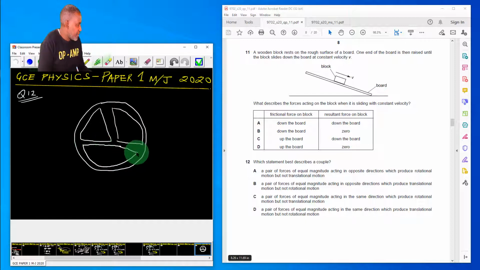You know, something like that. The driver holds the steering wheel with both hands. So when you turn the steering wheel, one of the hands will pull this side this way with a certain amount of force. The other hand pushes the steering wheel that way at that point with the same amount of force.